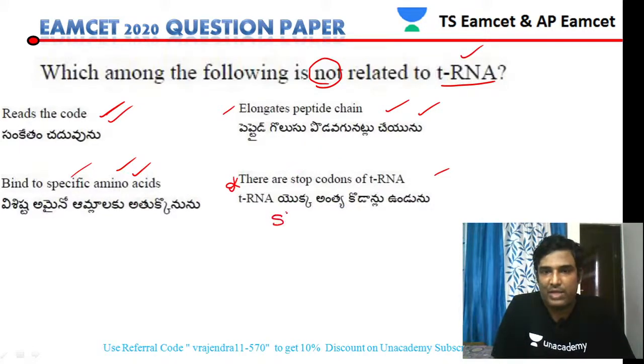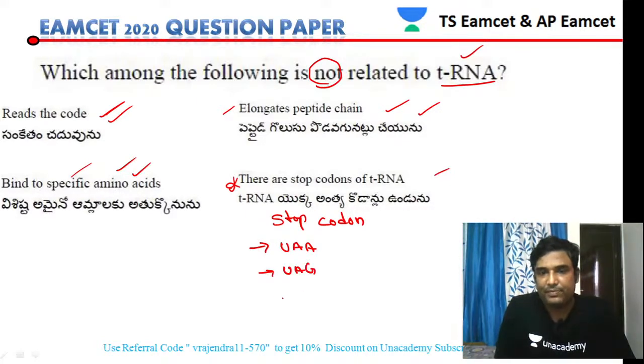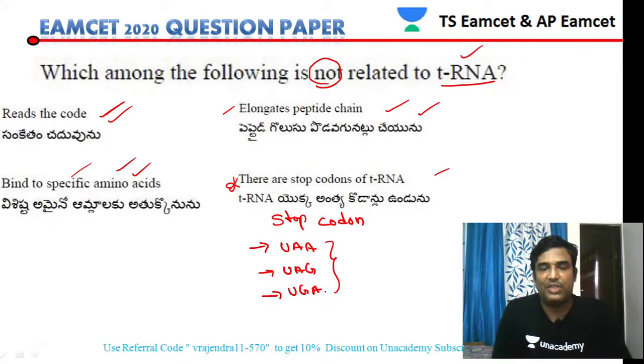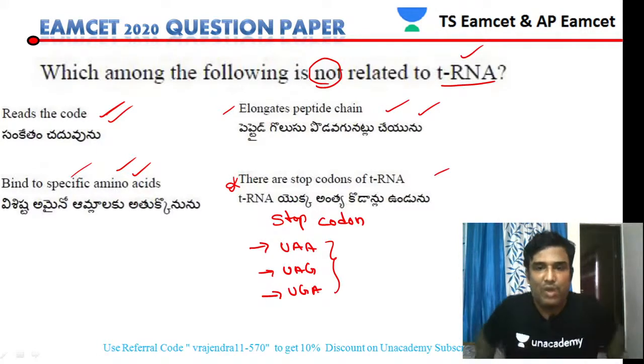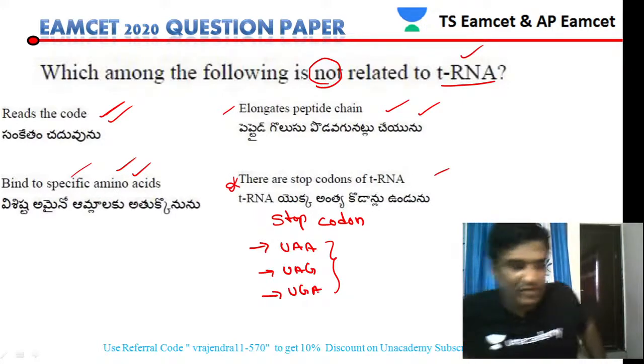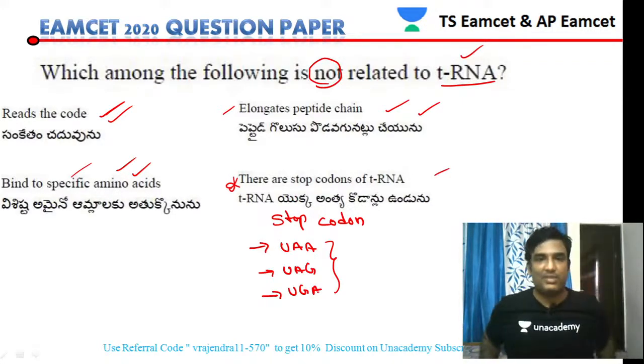There are 3 stop codons present, so tRNA is not related with any stop codons. The stop codons are UAA, UAG and UGA. These are the 3 stop codons that are used during the process of translation. Anyway, stop codons are not related with the tRNA, so that will be the reason. So the fourth answer will be our answer.